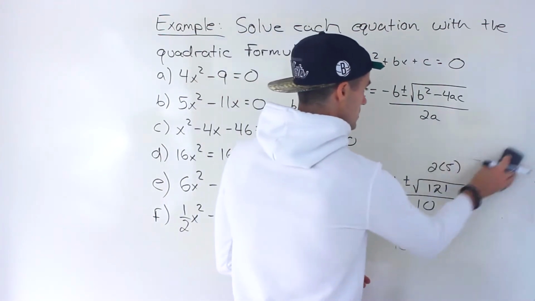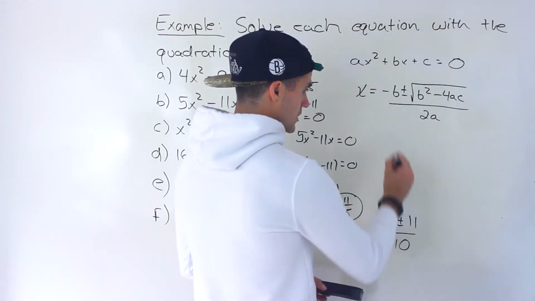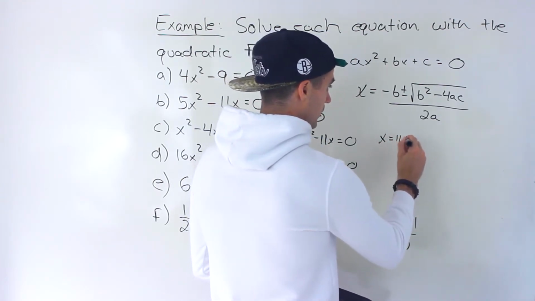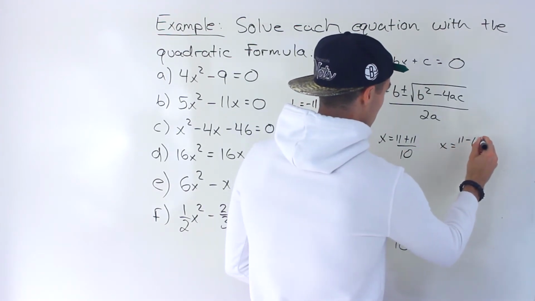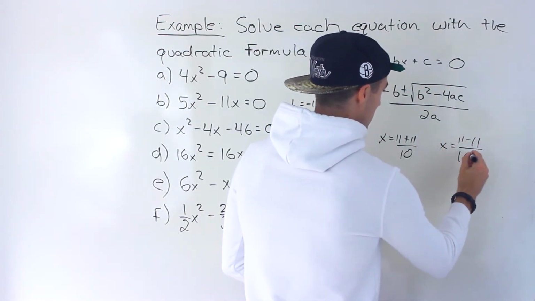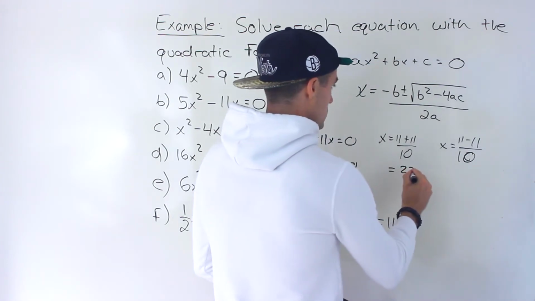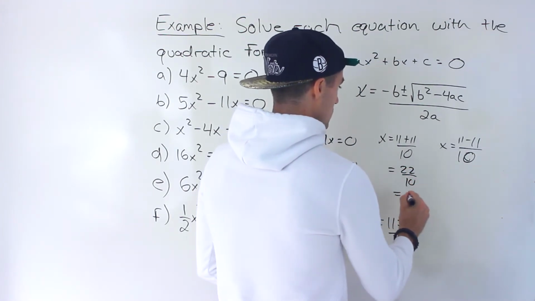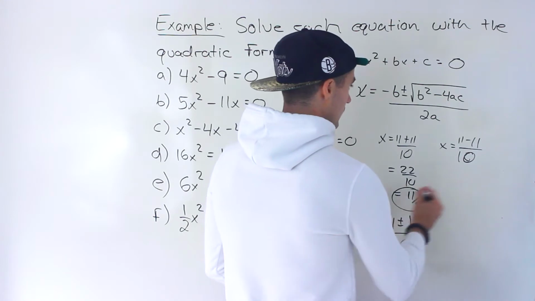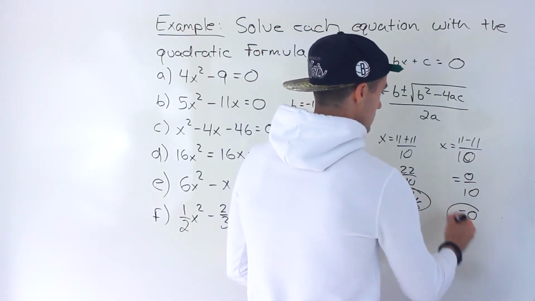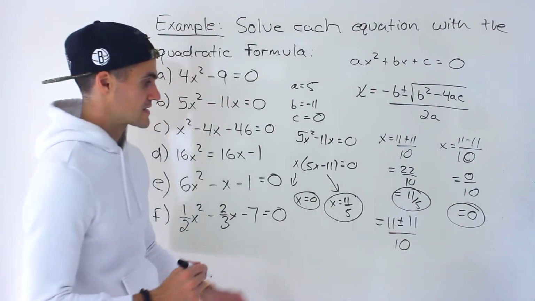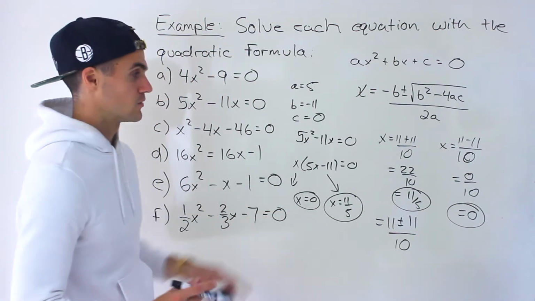And so notice two solutions here. x can either be 11 plus 11 over 10, or x can be 11 minus 11 over 10. So this would be 22 over 10, which would give us what? 11 over 5. And then over here we'll have 0 over 10, which would give us 0. So the exact same solutions as when we factored it.